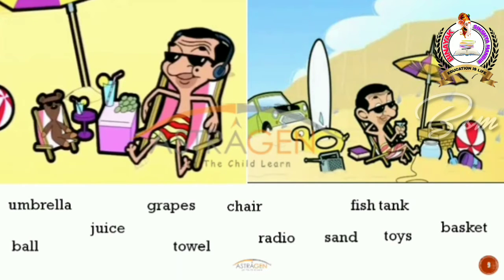Whereas uncountable nouns are the things which you cannot count in numbers. So can you count the sand in numbers? 1 sand, 2 sand, 3 sand? No. So that's the reason why it is uncountable. Can you count juice? 1 juice, 2 juice? No. You can only count the juice in liters, milliliters, or in glasses or cups. So all that will come under uncountable nouns.